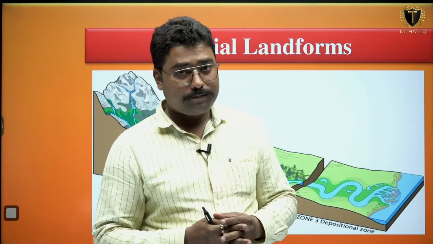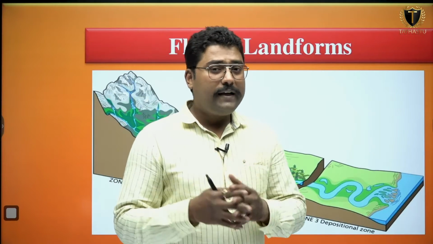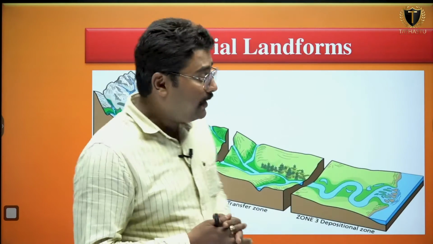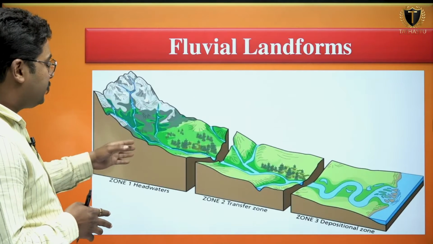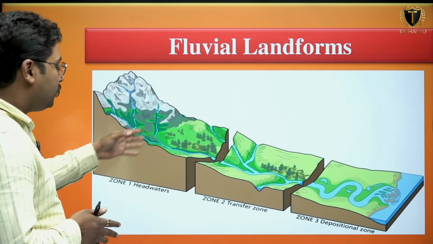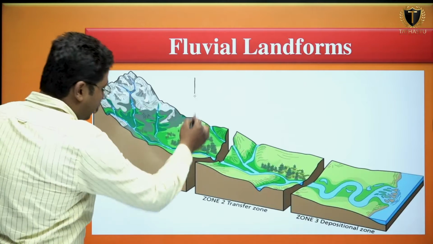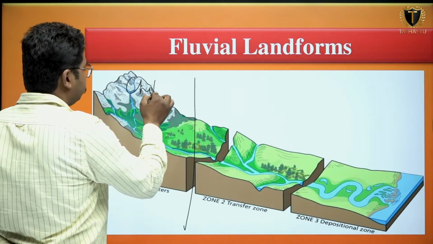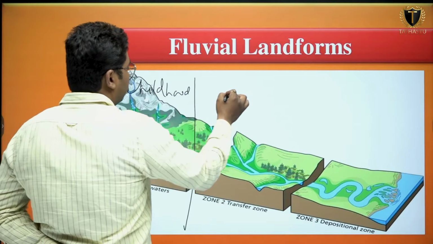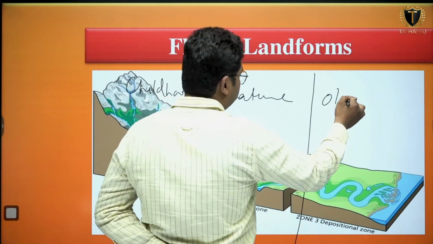Before that I am going to tell you about the stages of a river. The whole lifespan of a river is divided into 3 stages, as you can see in the map: zone 1, zone 2 and zone 3. These are the childhood stage, then the mature stage and the old stage.